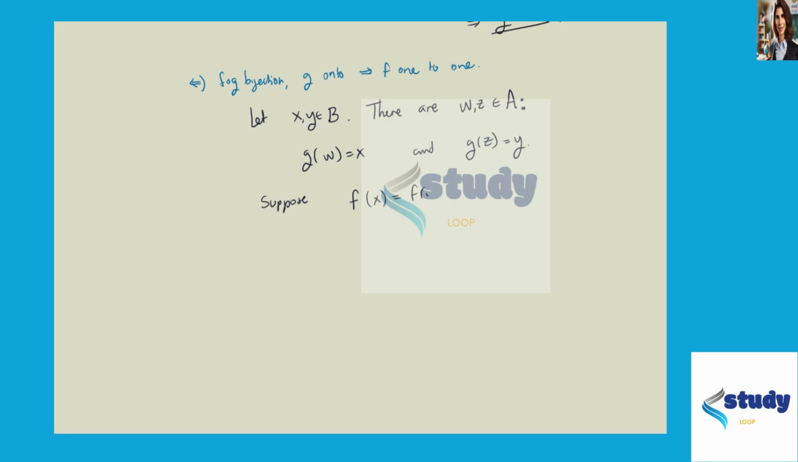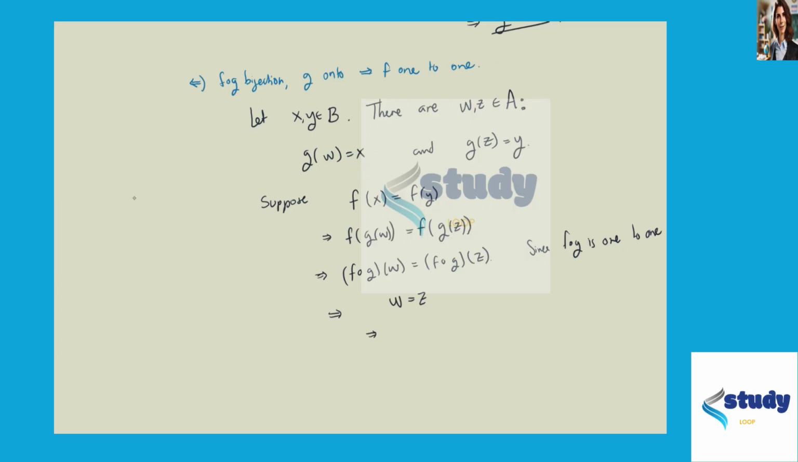Now let's suppose, to prove that f is 1 to 1, let's suppose that f of x equals f of y. This means that f of g of w equals f of g of z, but this can also be written as f composed with g evaluated at w equals f composed with g evaluated at z. But since f composed with g is a bijection, and in particular it is 1 to 1, then we can conclude from here that w equals z.